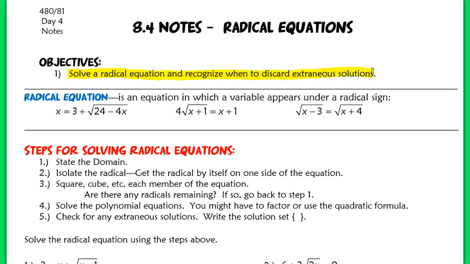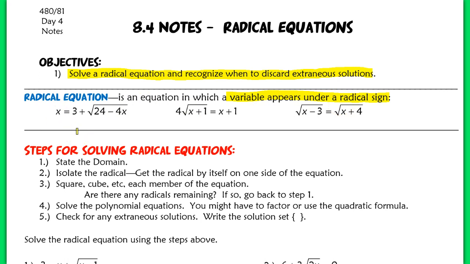So you don't want to cut this video short at all, because I'm going to talk about some methods and some strategies for solving some more difficult radical equations. But let's first talk about what a radical equation is. A radical equation is an equation in which a variable will appear underneath a radical sign. So each of these represents a radical equation, and each of these would have a different method for solving, okay?